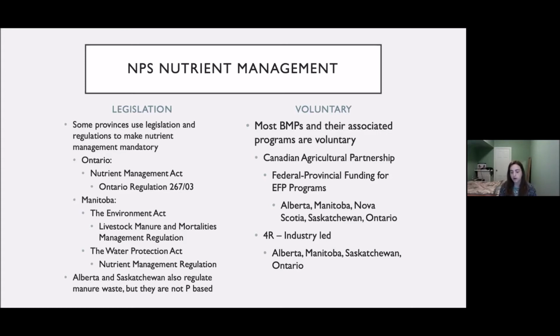The first being the program is voluntary, making implementation of these BMPs optional. It's based off of a whole farm assessment, which means that multiple different environmental areas of concern are identified and the operator has the choice of which BMP they want to implement. And lastly, implementation isn't tracked unless funding is applied for in most of the provinces.